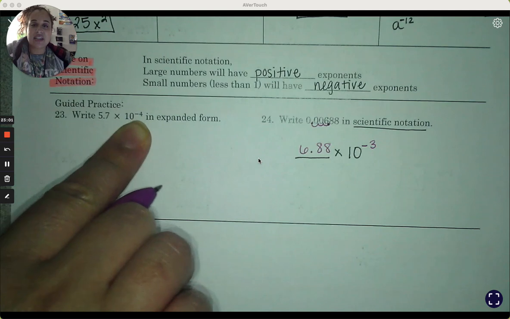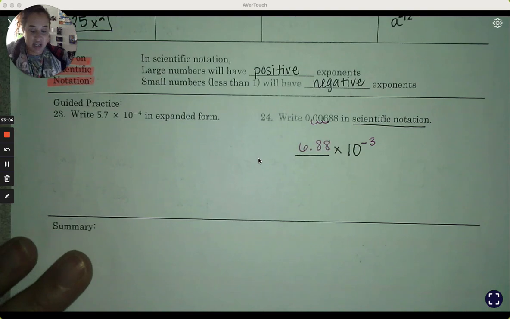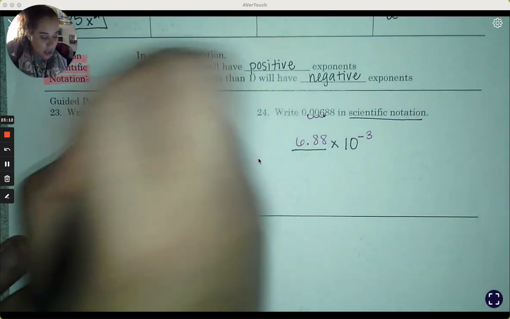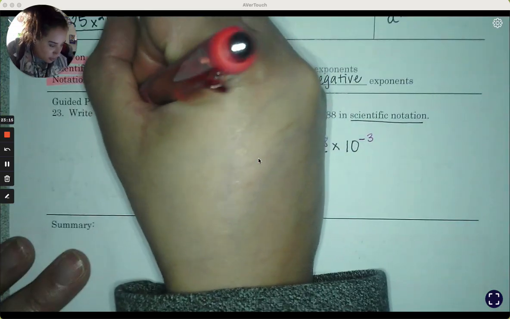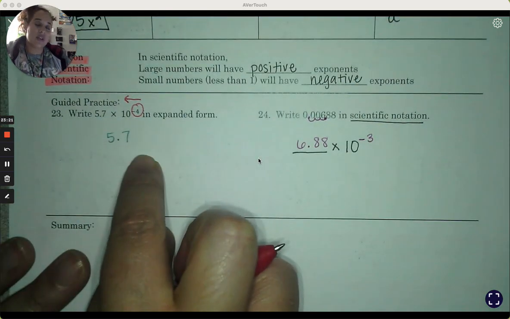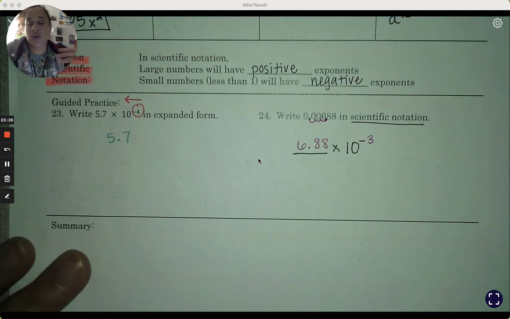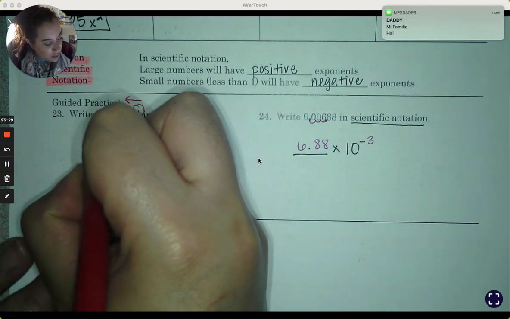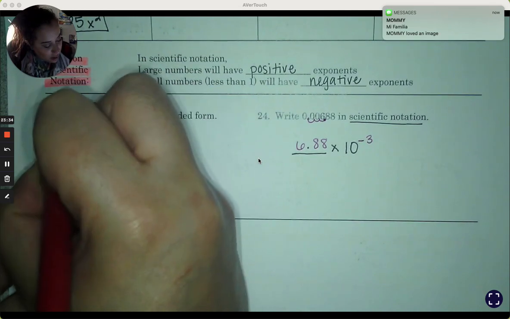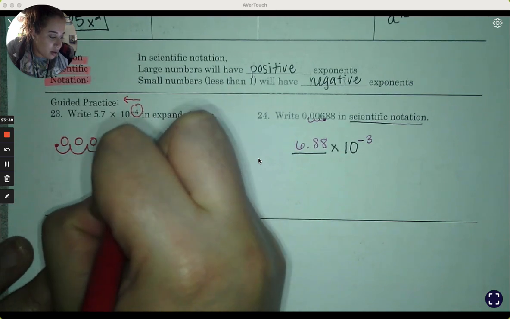23, I need to turn it into expanded form, which means there's no times 10, no exponent, any of that. So I'm going to take this 5.7, and because my exponent is a negative 4, that means I'm moving to the left. Once I move the decimal 4 places, the number has to be smaller than 1. So I'm going to move it to the left, 1, 2, 3, 4, which means I have 1, 2, 3 zeros. So my answer to 23 is 0.00057.